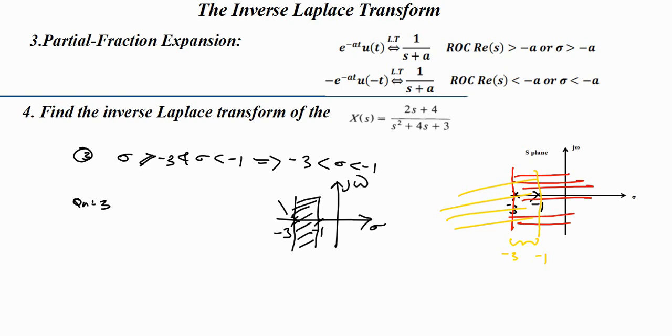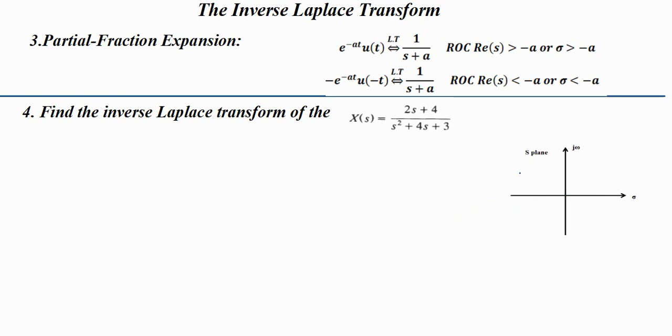So minus 3 represents a causal signal, and minus 1 represents an anti-causal one. This is exactly the third question. We can refer to the previous portion, or I can directly write the result. Here you can see two signals, one anti-causal and the other causal. So overall it's a non-causal signal.